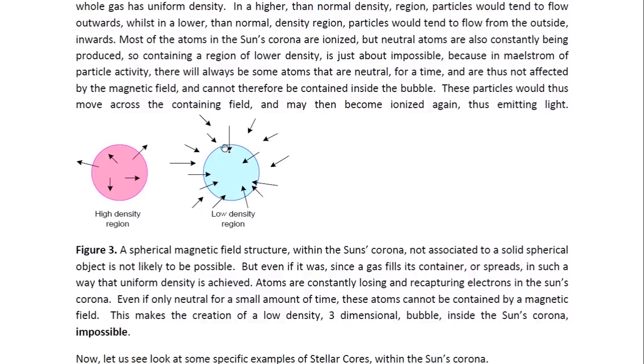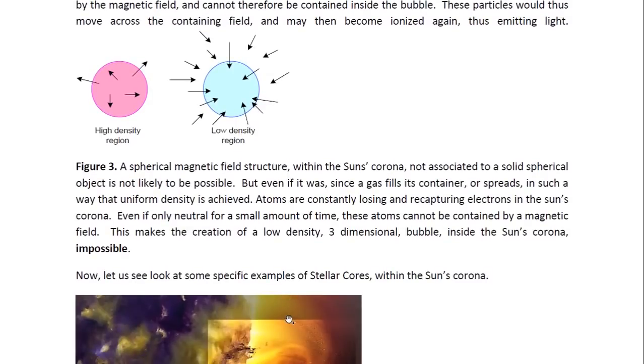And of course, it's even more difficult to produce a low density region than a high density region, because there would be a lot more atoms out here tending to flow into the low density region, whilst here there is a limited amount, because this is a limited amount of space. So this means that creating a low density three-dimensional bubble inside the sun's corona is actually impossible.